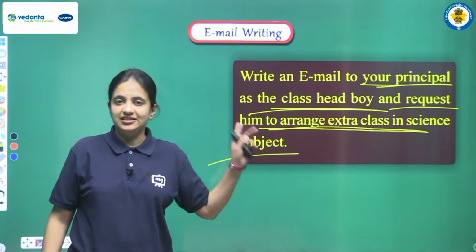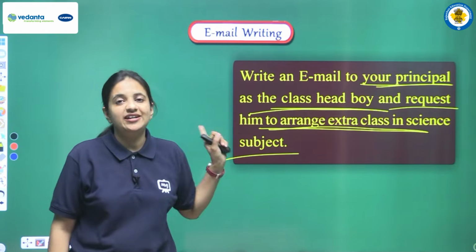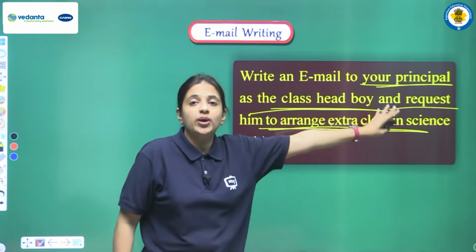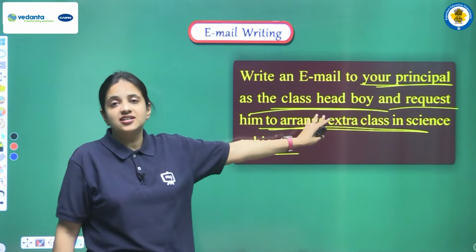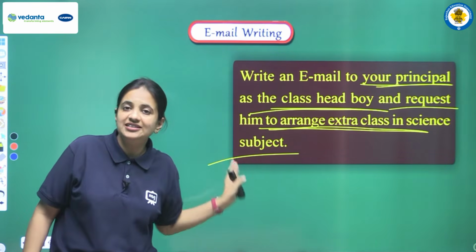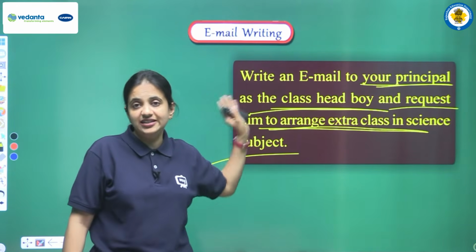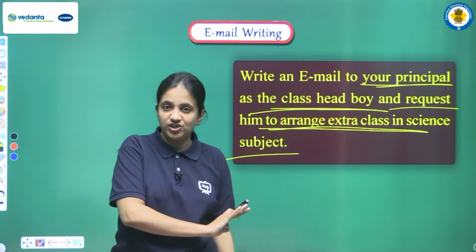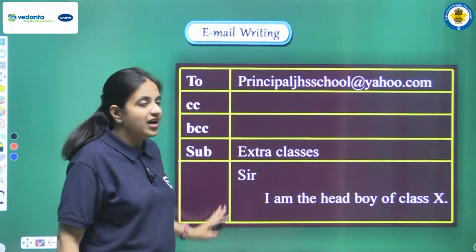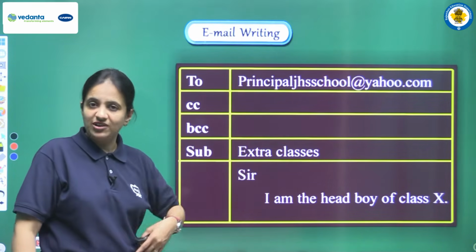So now after reading the question, it is clear that we are the class head boy. We have to address this email to our school principal, and in this email we have to request him to arrange extra classes in our sciences subject. Okay, I hope all the things are clear to you all, and we have to cover all the things, we have to use all the details that are given to us in this question, and then only we will be able to write the email. So now we are having the example, now we are having the answer of that question that we have discussed.